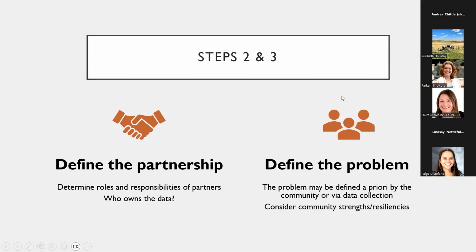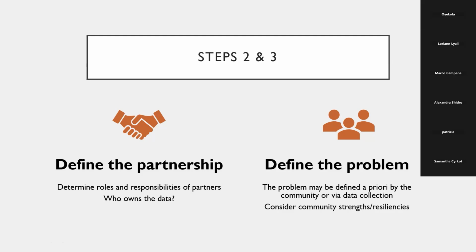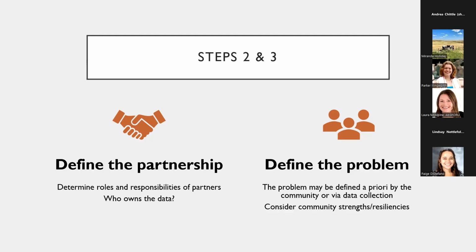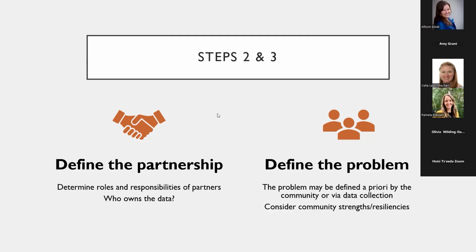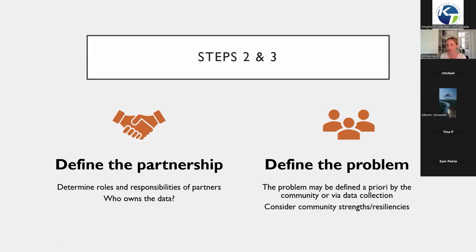So moving on to steps of conducting community engaged research. Again, this isn't necessarily linear. The whole process itself can be very iterative, but I'm just highlighting some key steps. So defining the partnership is another aspect of this that's really important. Thinking about roles, responsibilities, and who owns the data.